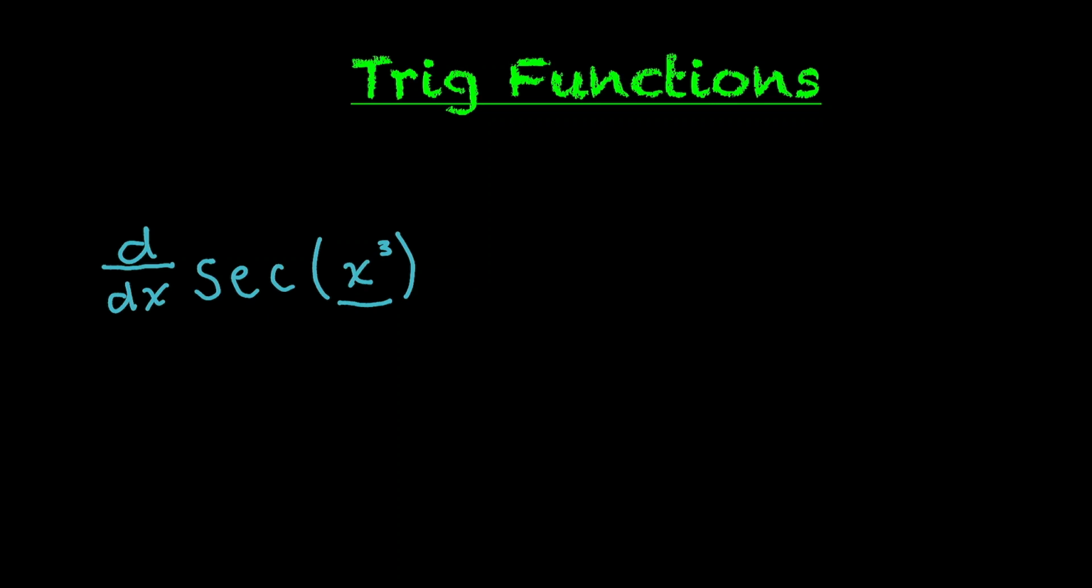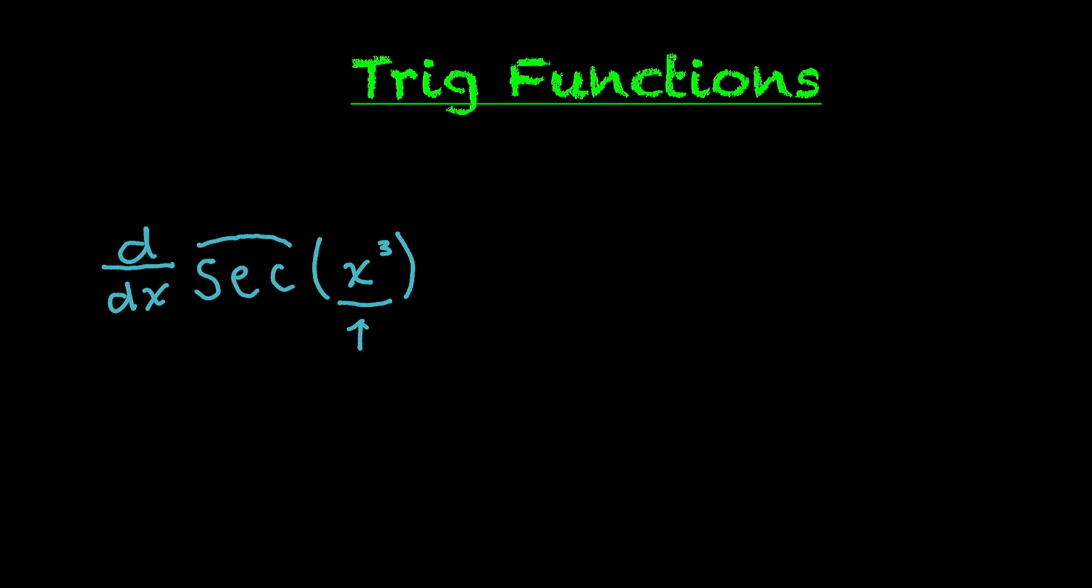So say we're plugging in x is equal to 2. Well, the first thing that we would do is we would cube it. So that's our inner function. And then we would do the secant of that number. Okay, so that last thing that you do, that is your outer function. So in this case, secant is our outer function.